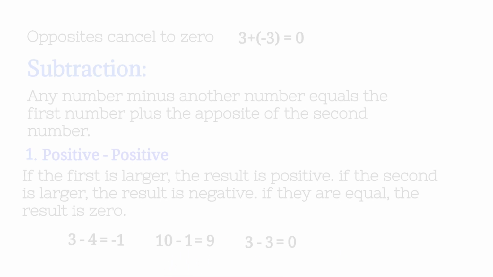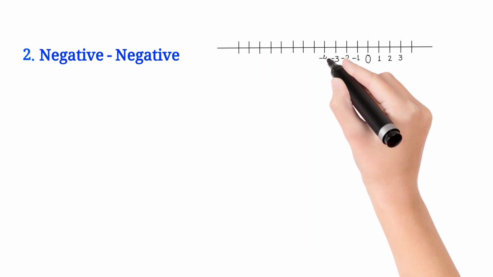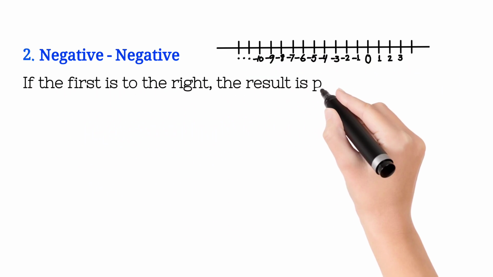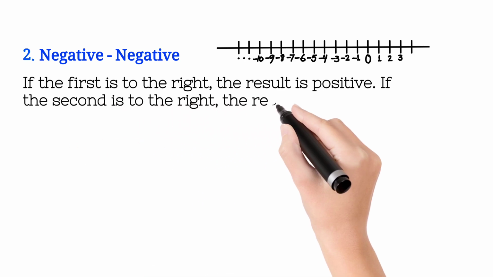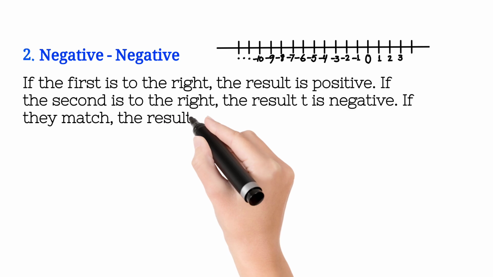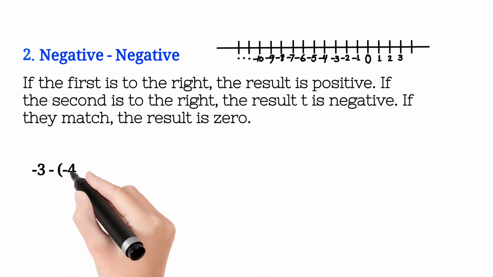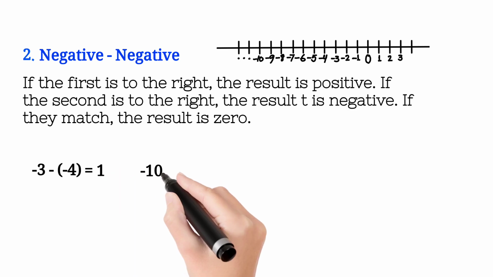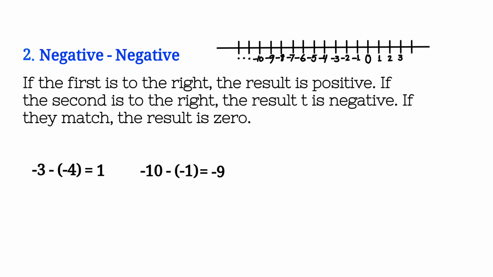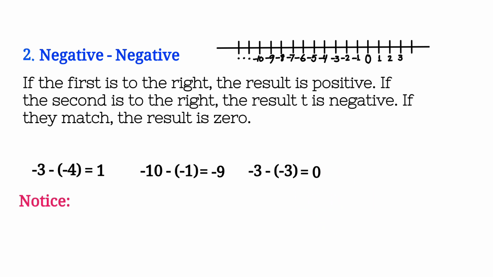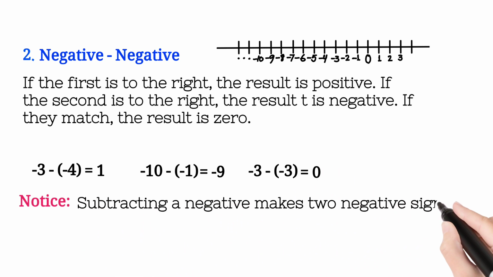Negative minus negative. Picture the number line. The negative that is more to the right is the larger number. If the first is to the right, the result is positive. If the second is to the right, the result is negative. If they match, the result is 0. Examples: -3 - -4 = +1. -10 - -1 = -9. -3 - -3 = 0. Notice, subtracting a negative makes two minus signs cancel.